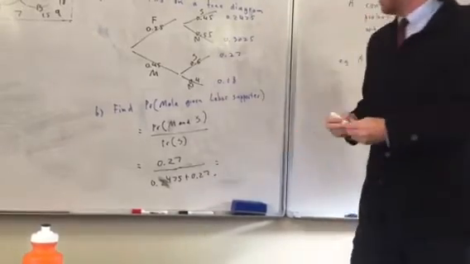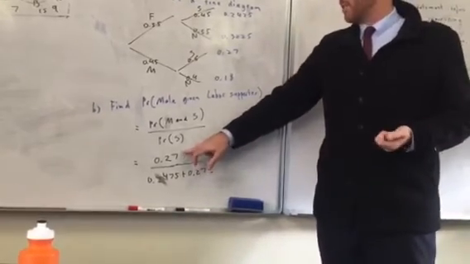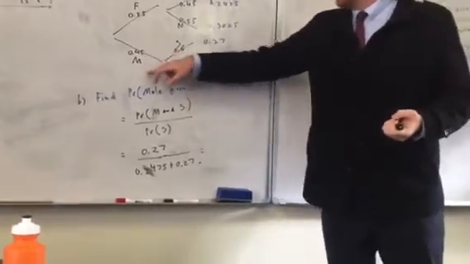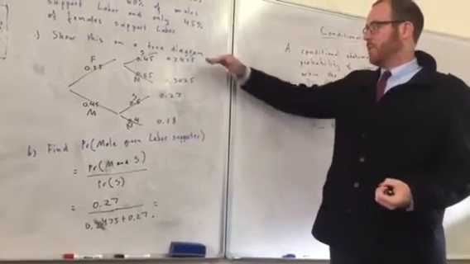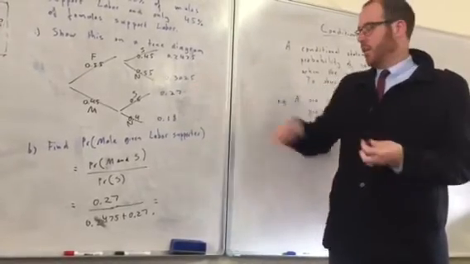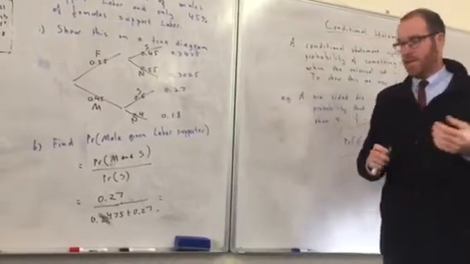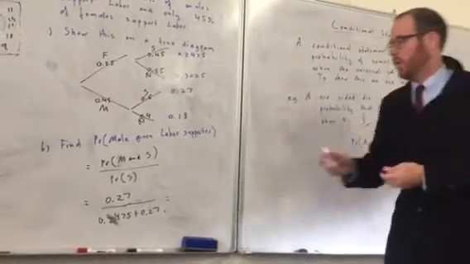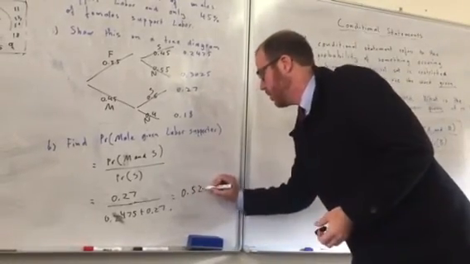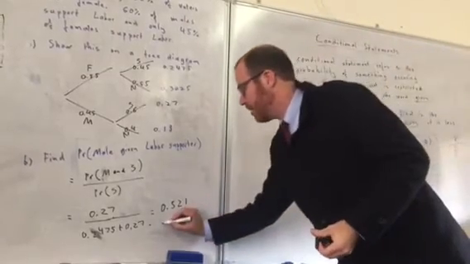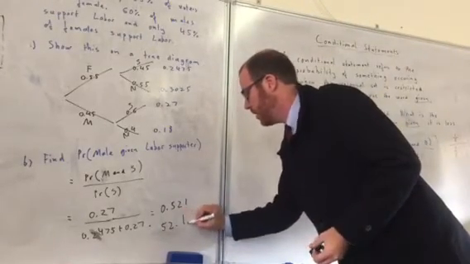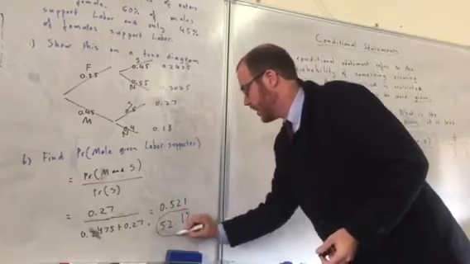So the probability of the intersection, of them being a male and a supporter, over the probability of them being just a supporter of the Labor Party, which is this plus this. And what does that give us in total? 0.521. So the probability is about 52.1%. So that's what it means.